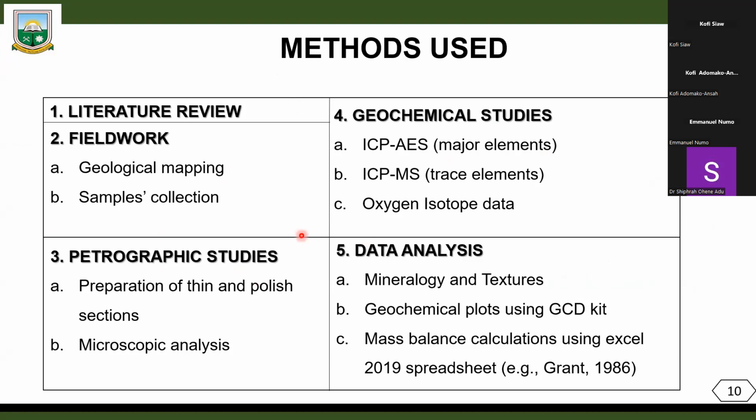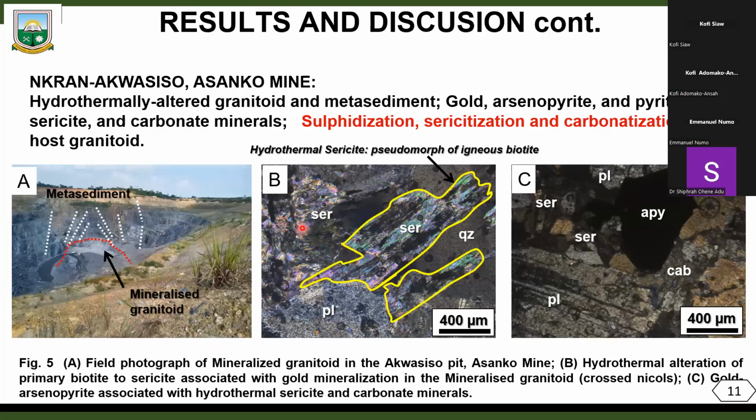Now, to the results and discussion, I've already shown you Fig 5, the first part earlier, which is the way the Asanko mineralization or deposit is. And as I've previously mentioned, this is an intrusive rock that has intruded the meta sediments. And these white lines we see here are a bending of the vertically oriented layers. If you like, right now they are metamorphic layers or foliations in the meta sediments.